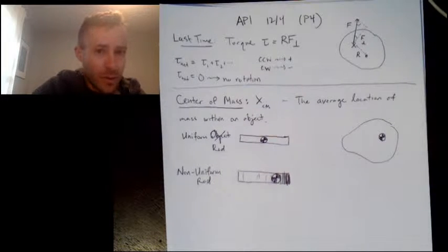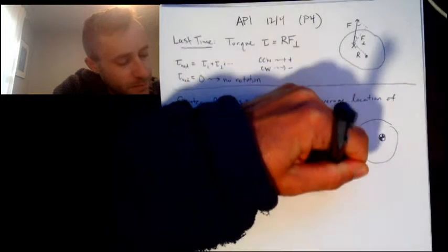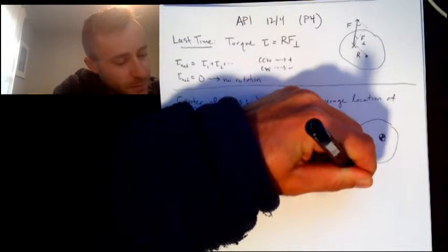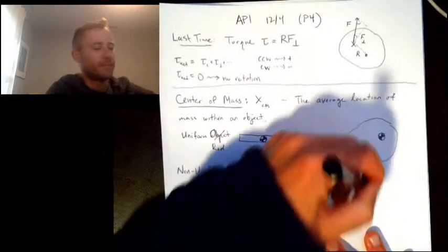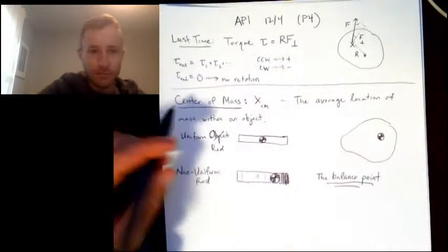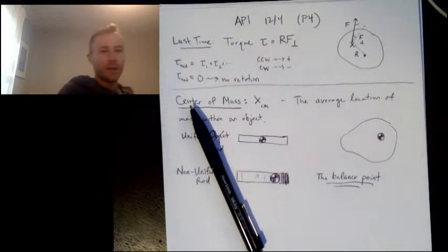Another way you can think about the center of mass is it is the balance point. So if you hold something by its center of mass, it will balance. So I have one of my knives right here.